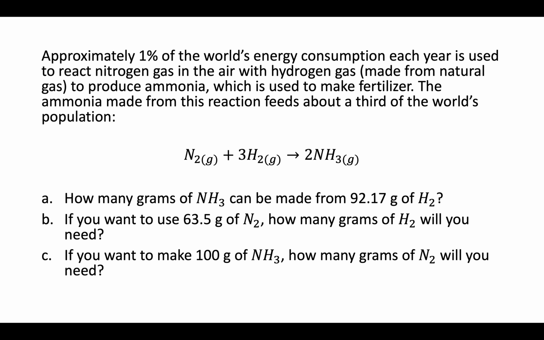And from that you can make ammonia, from nitrogen and hydrogen. And with ammonia, you can make fertilizer. Ammonia can be used to make amino acids that then can make proteins in plants. The ammonia that's made from that feeds about a third of the world's population. A third of everyone alive today is alive because of this reaction on the screen.